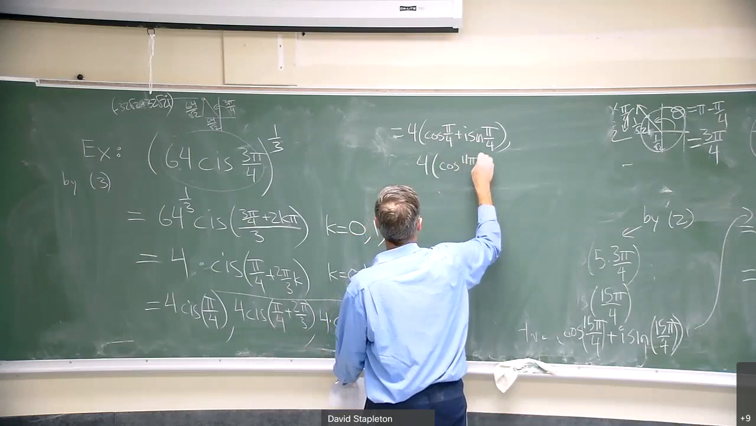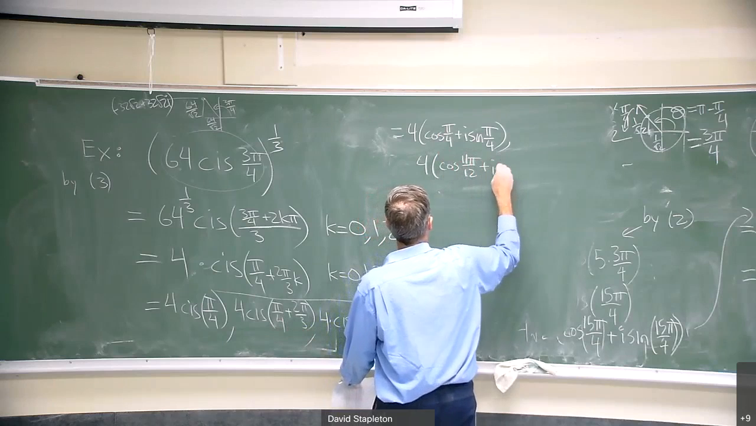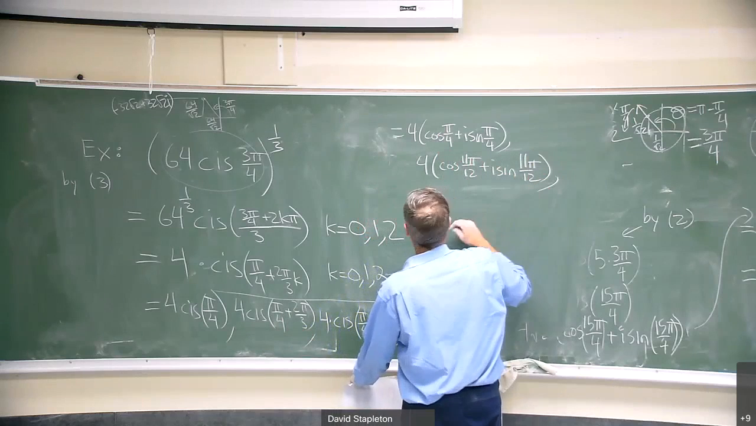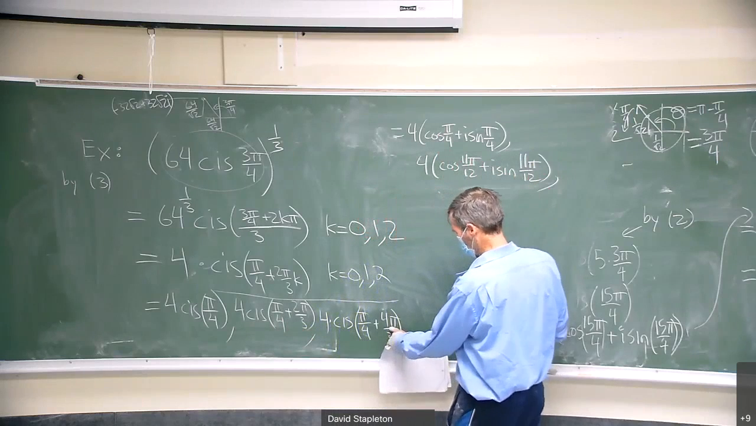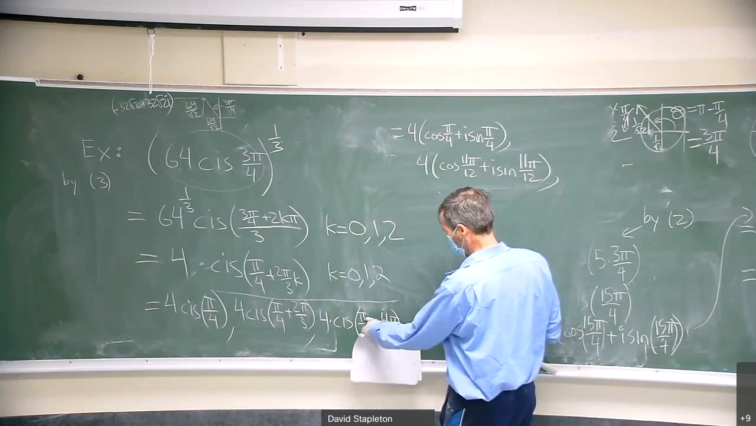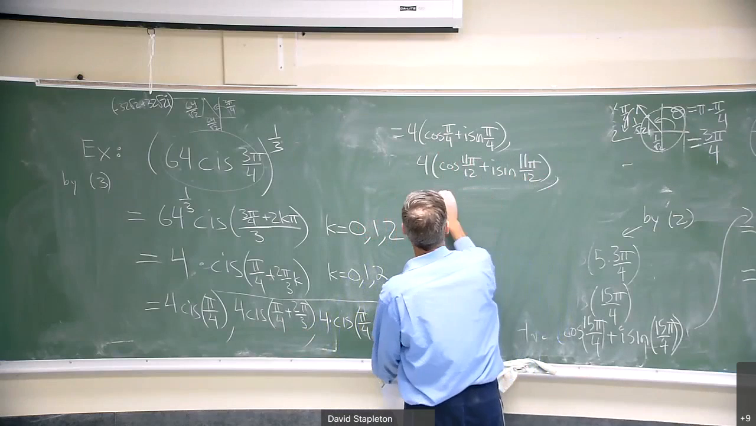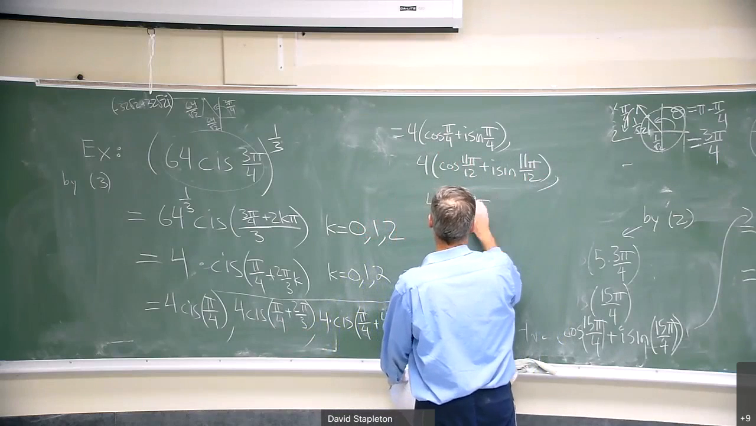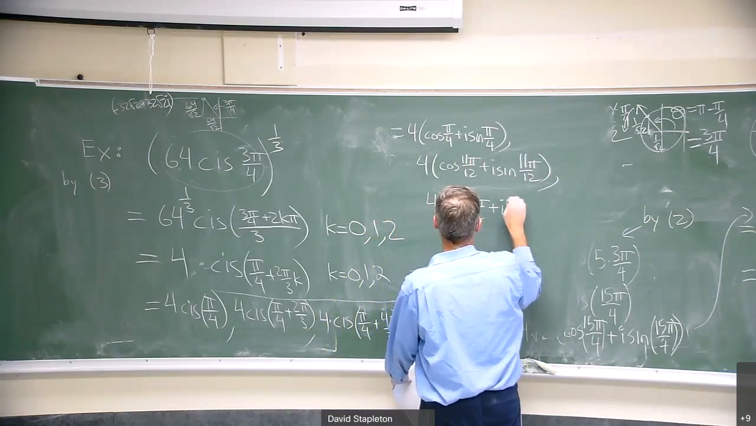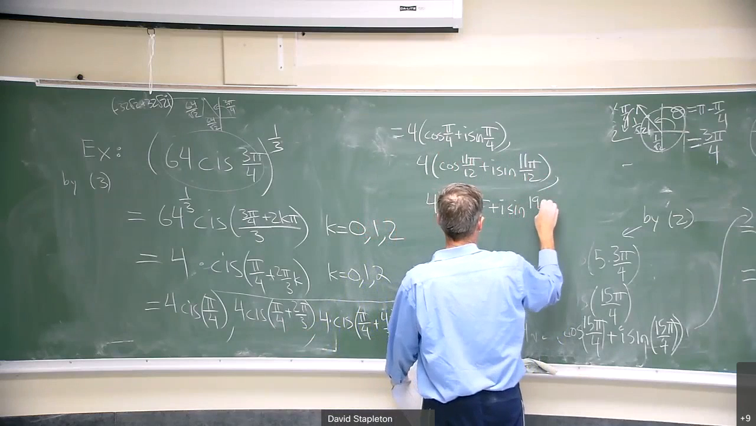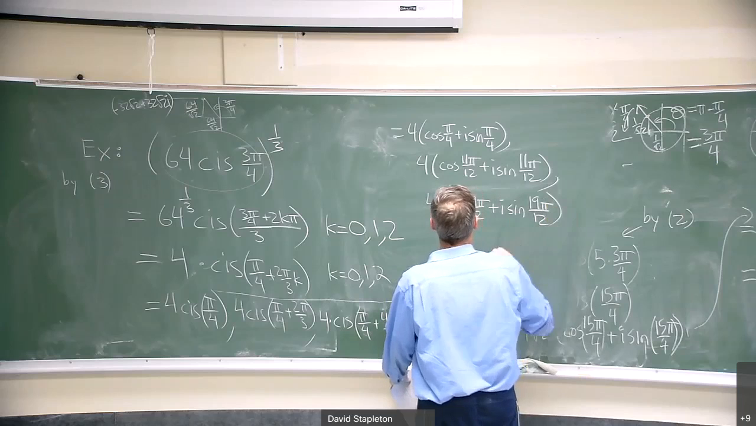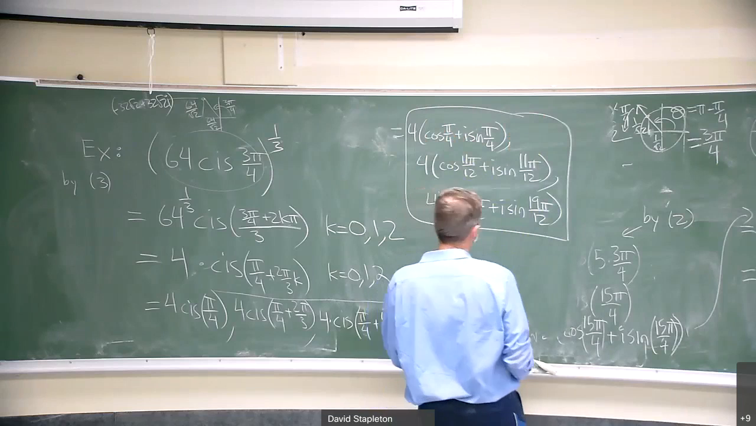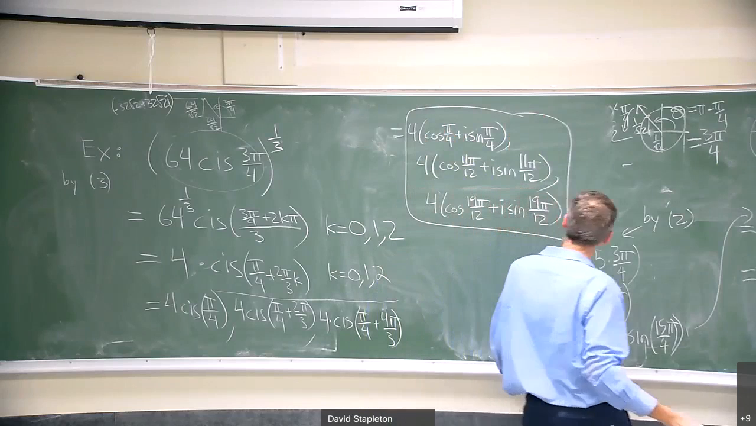So it's 4 times cosine 11 pi over 12 plus i sine 11 pi over 12. And then the last one, this is 16 pi over 12 plus 3 pi over 12, which is 19 pi over 12, or cosine 19 pi over 12 plus i sine 19 pi over 12. So there's the polar form of the three complex cube roots of 64 cis 3 pi over 4.